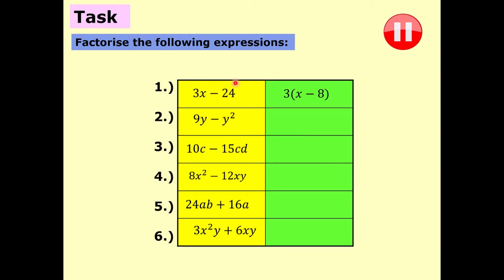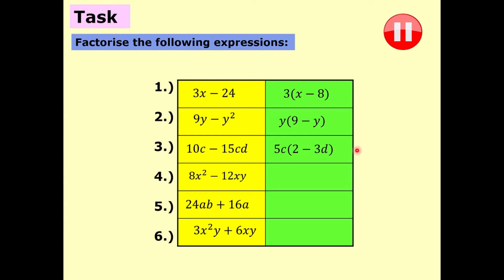Next one, 9y subtract y squared. We've only got a common factor of a letter term here, so y is going on the outside of the bracket. Y times 9 to give us 9y, then y times negative y to give us negative y squared. Next one, 10c subtract 15cd. We've got a number common factor of 5 and a letter common factor of c, so we're going to take 5c on the outside of our bracket. 5c times 2 to give us 10c, 5c times 3d to give us 15cd. So well done if you got that one.